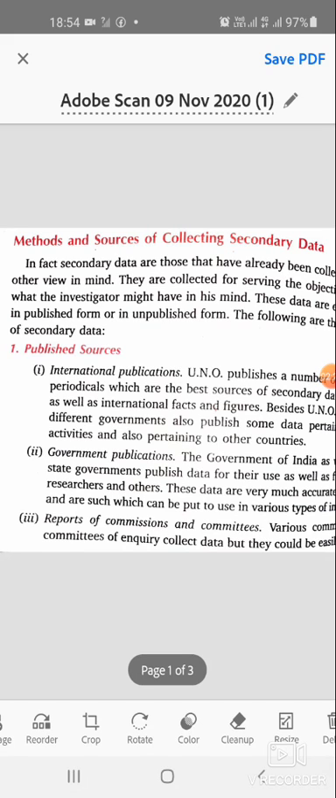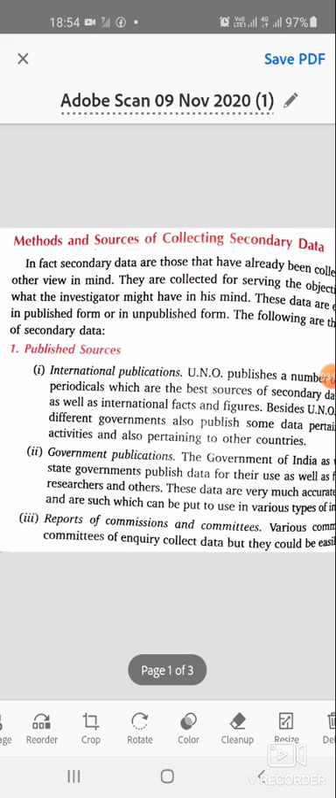The second one is government publication. The government of India, if we classify, has three types of government: the central government, the state government, and the local government. All three governments and their agencies publish different sources of information. These sources of information can help others to draw conclusions and to collect data.